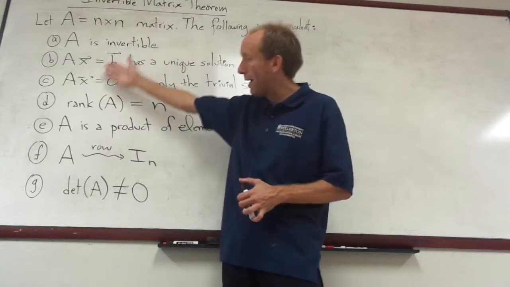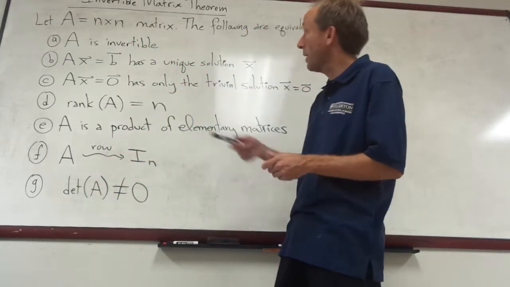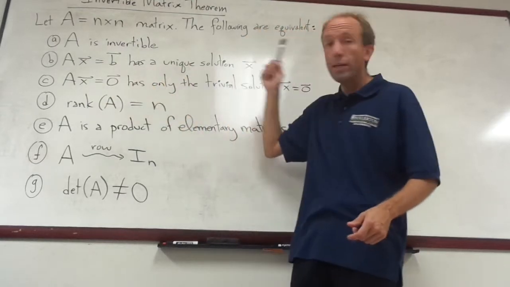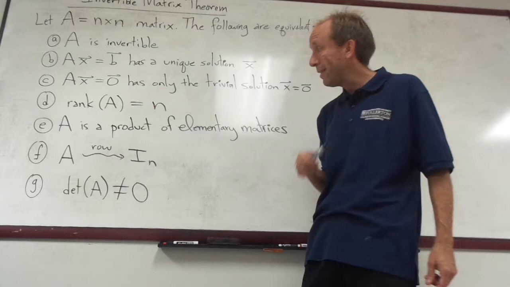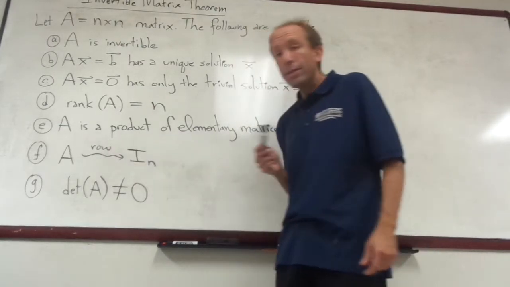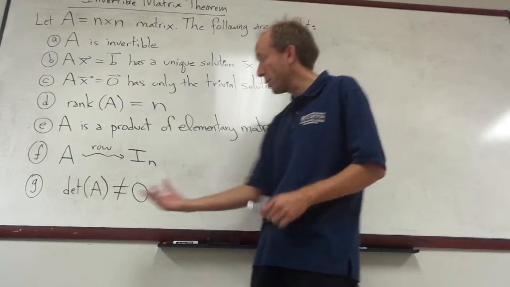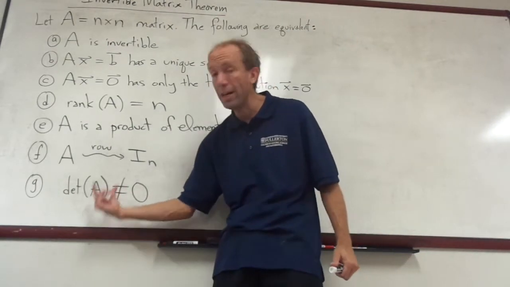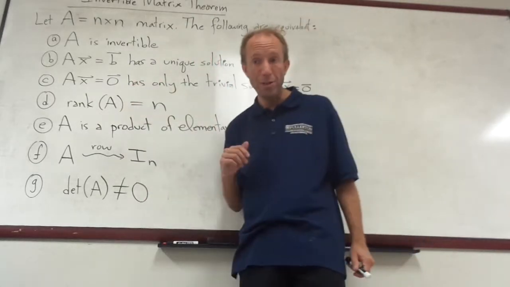And what I've got here on the left side are all of the statements that we learned before. So things like AX equals B has a unique solution. The rank of the matrix is n. A is row equivalent to the identity. You can row reduce it all the way to the identity matrix. And this is the one we use a lot: the determinant of A is not 0. So all of these things are true about an invertible matrix.